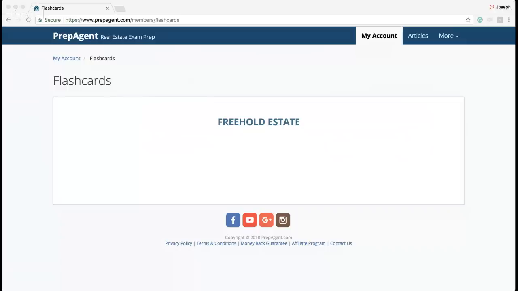The other side, you have the less than freehold estates. Who could tell me the 4 types of less than freehold estates? So you got estate for years, periodic tenancy, estate at will, and estate at sufferance.